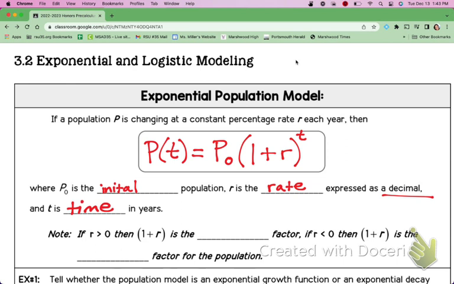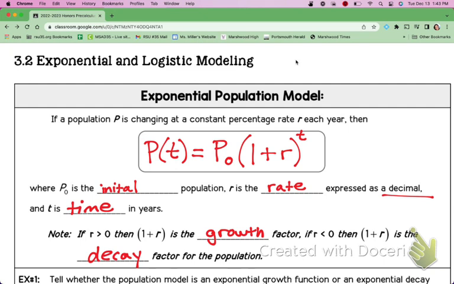If your R is bigger than 0, then we say that we have a growth factor of whatever 1 plus R is. If the base of our exponential model is larger than 1, then we know it's growing. If my R is smaller than 0, then it would be 1 minus a negative, which gets me a number smaller than 1. Then we call that the decay factor, which means it's decaying. It's getting smaller for the population.